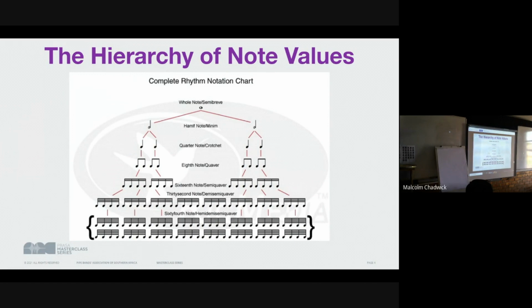Now in pipe band drumming, you will most likely never see the whole note, the semibreve. Maybe every now and then we'll see the minim, but most of the time we're going to be seeing the quaver, a little bit of crotchets in some strathspeys and some slow airs, but we'll see a lot of semiquavers and a lot of demisemiquavers as well.